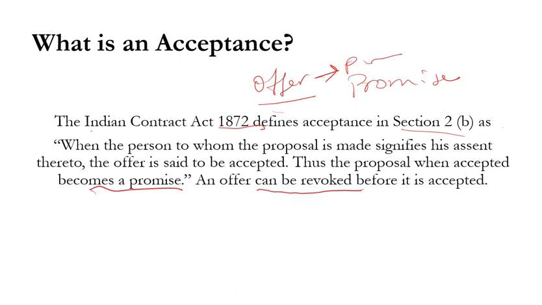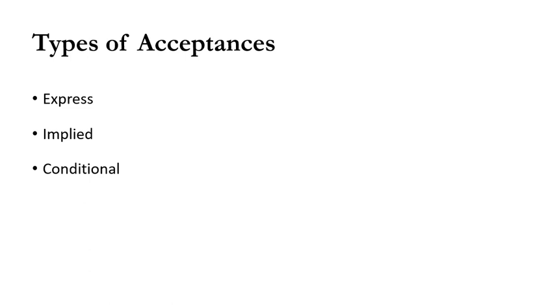So when the offer is being accepted unconditionally by the offeree, by the promisee, when the promisee is accepting it, he is like, yes, I like this offer, then it is amounting to an acceptance. Then the acceptance becomes a promise. This is what I've explained, okay? And then there are only three types of acceptance: express, implied, and conditional.